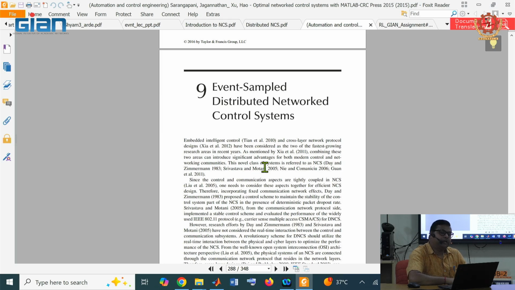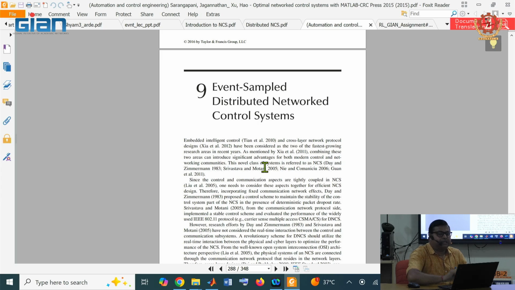So then you can go for the theory which is discussed in chapter 9, that is event sample distributed network control system. Okay, so here first of all you should know what an event sample is. I guess now, after sir's discussion, it is clear what you mean by event sample distribution. Okay.